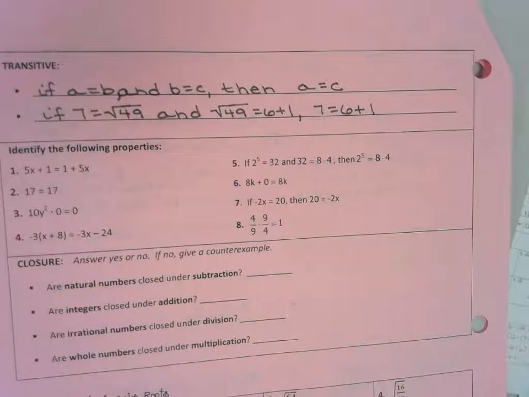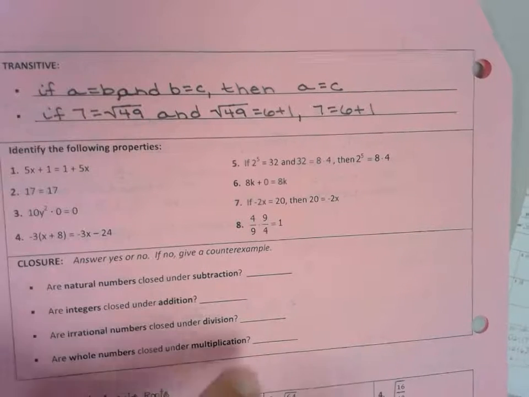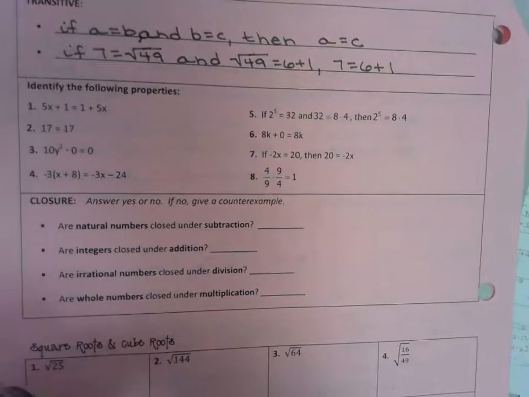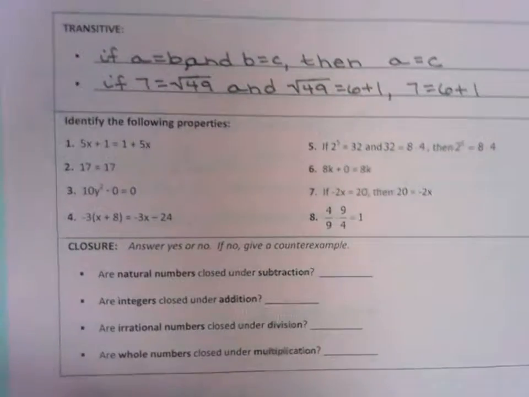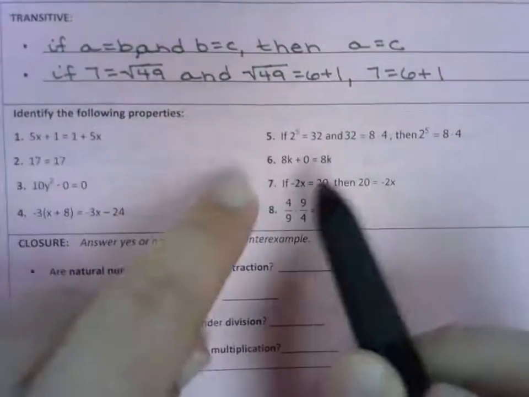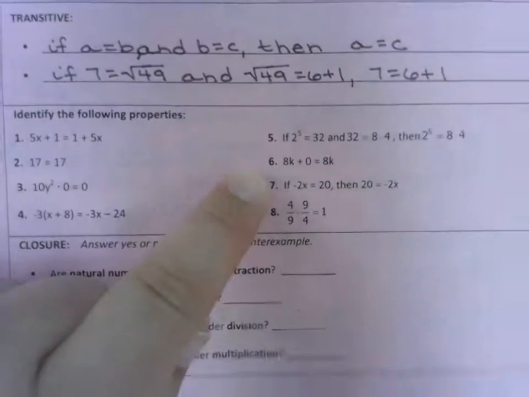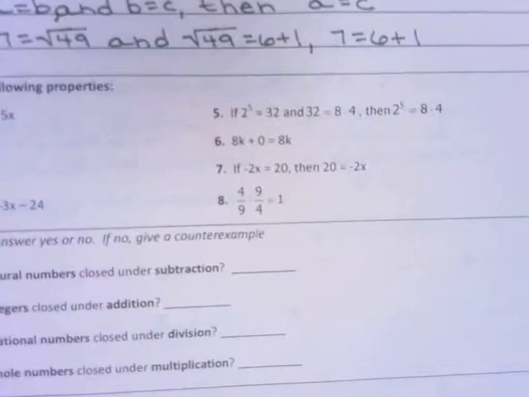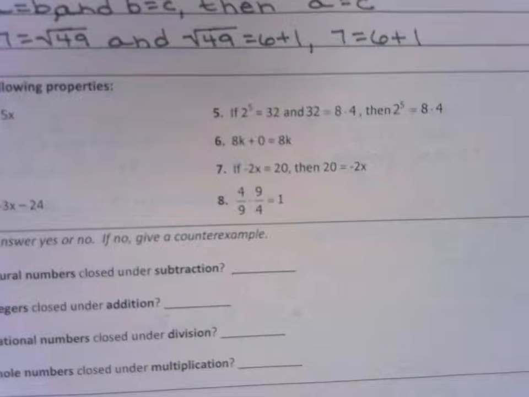Okay, let's look at a couple of these questions, and then we'll move on. Let's look at 6. 8q plus 0 equals 8q. So if I have 8q plus 0 equals 8q, look at your properties.